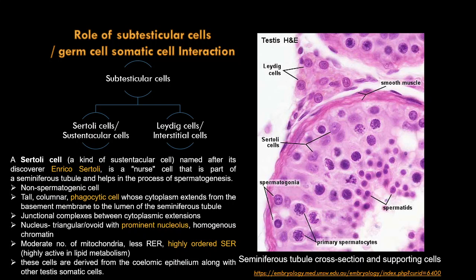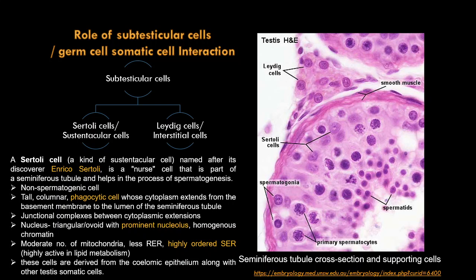The Sertoli cell is named after its discoverer Enrico Sertoli, and it is also called a nurse cell or a sustentacular cell, and is part of the seminiferous tubules and helps in spermatogenesis. First of all, it is a non-spermatogenic cell. That means it does not give rise to sperms. Second, it is tall, it is columnar, it is a phagocytic cell. So it can consume any extraneous products.